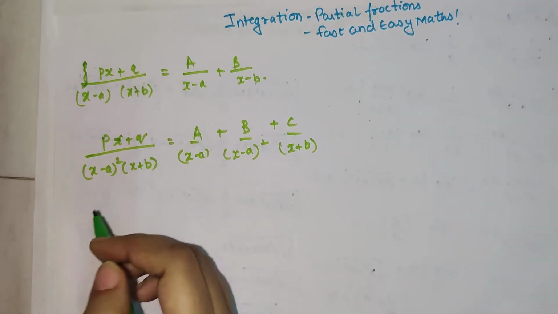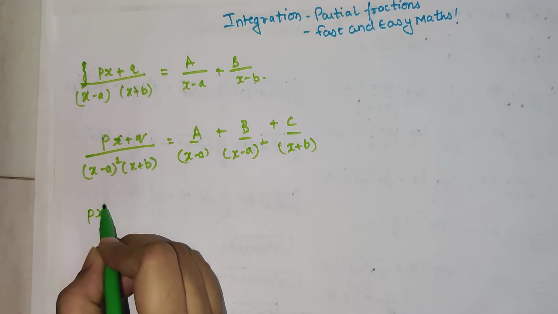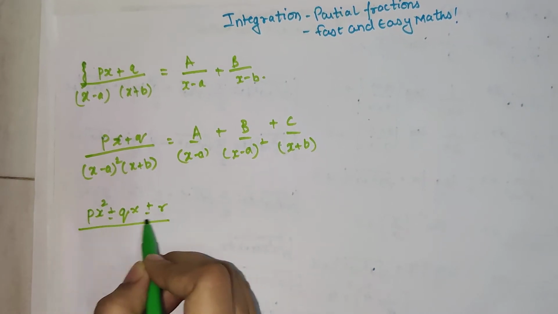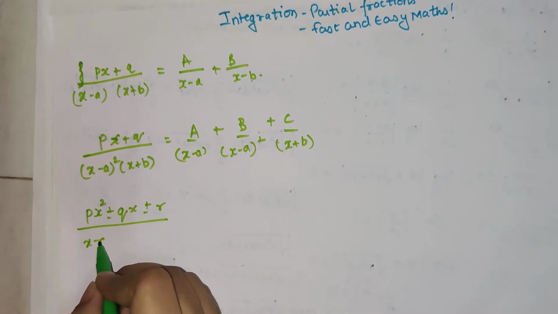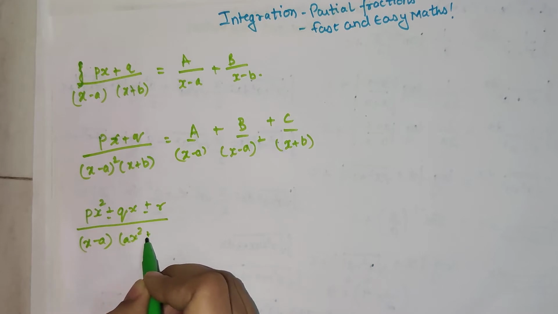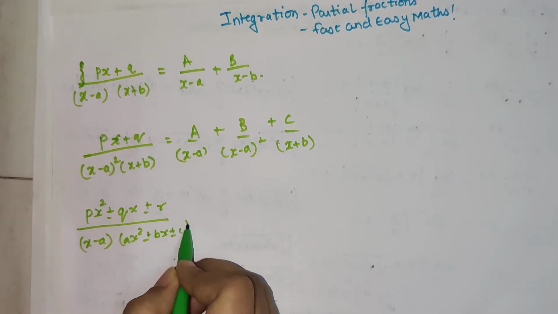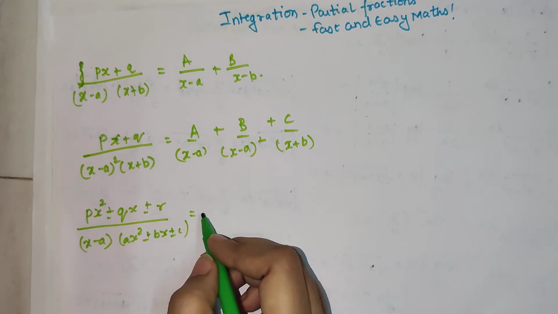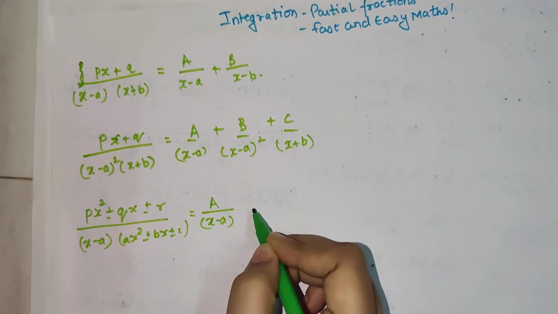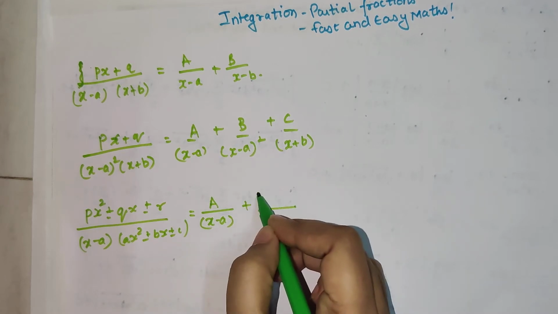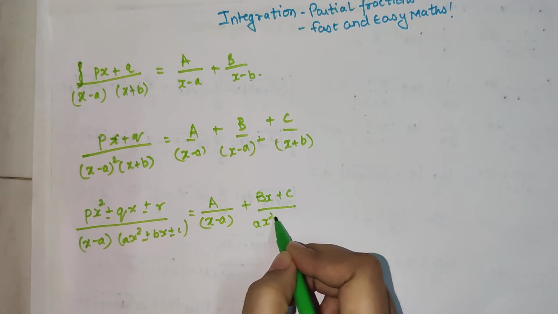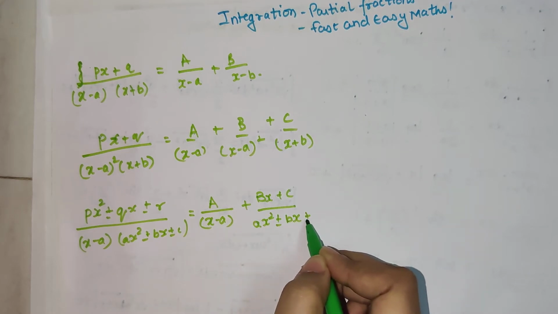Now coming to the last one, if you have something like this, (px square plus minus qx plus minus r) upon (x minus a) multiplied by (ax square plus minus bx plus minus c), then this will be written as A upon (x minus a), and the next one is quite interesting. It will be (Bx plus C) upon (ax square plus minus bx plus minus c).